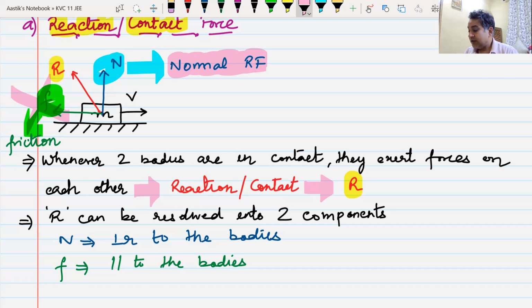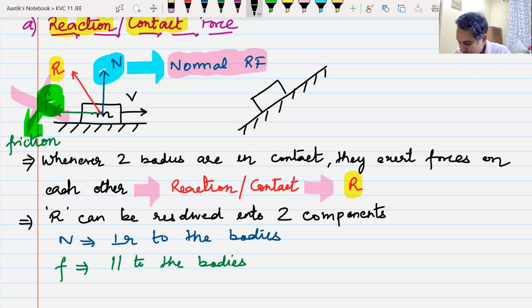Now, this normal reaction force will always come whenever two bodies are in contact. For example, if a body is kept on an inclined surface like this, and if I ask in what direction the normal reaction force will be, the answer is very simple. The normal reaction force will be normal to the two bodies, and it would be like this. Whereas the weight, if you draw, would be coming like this in the vertically downward direction. Do we understand this?